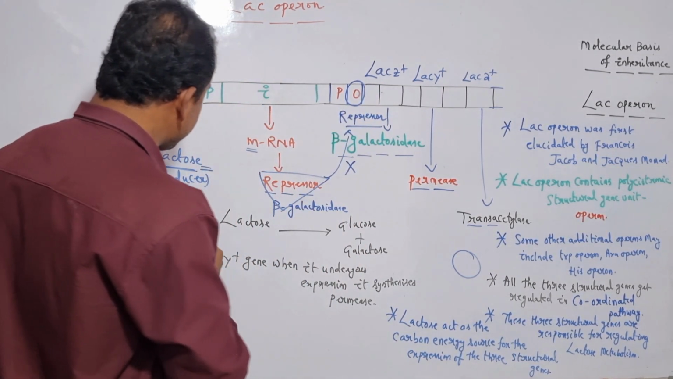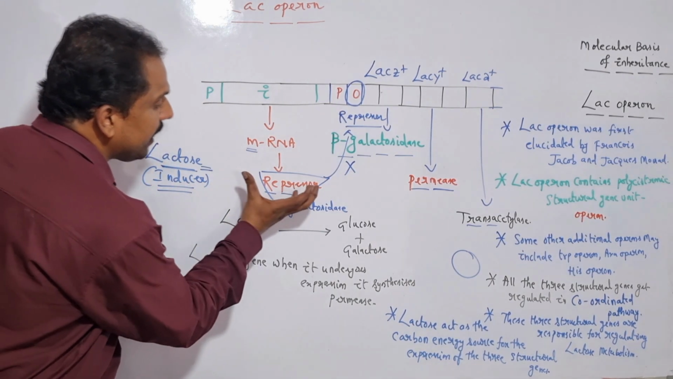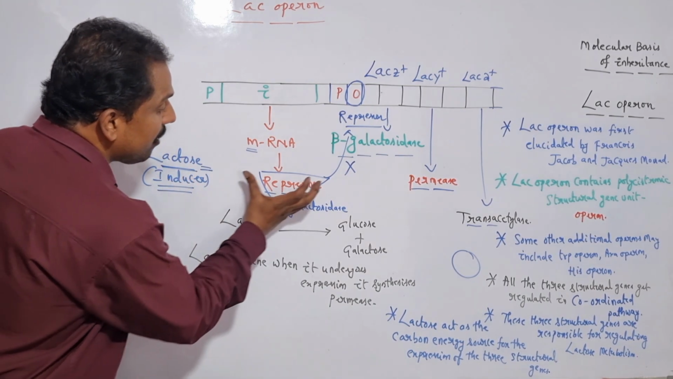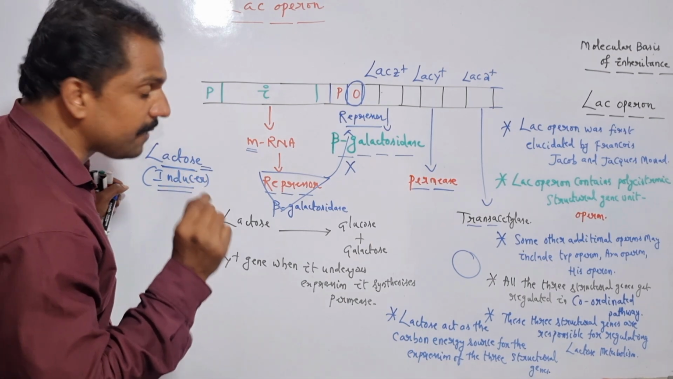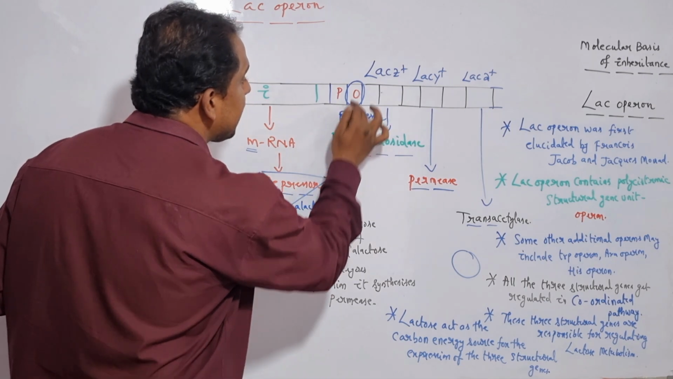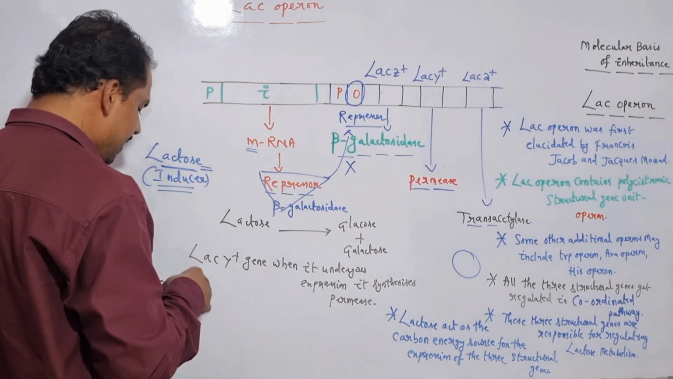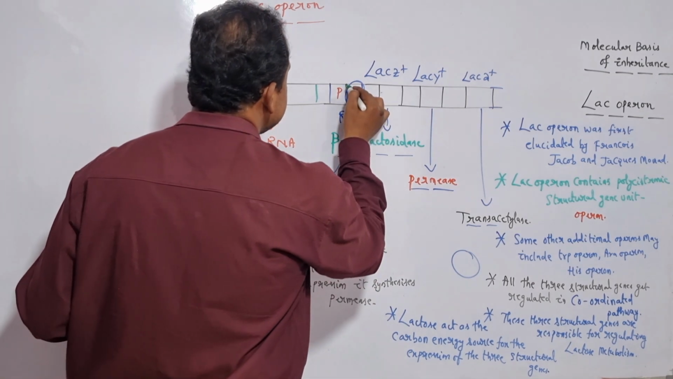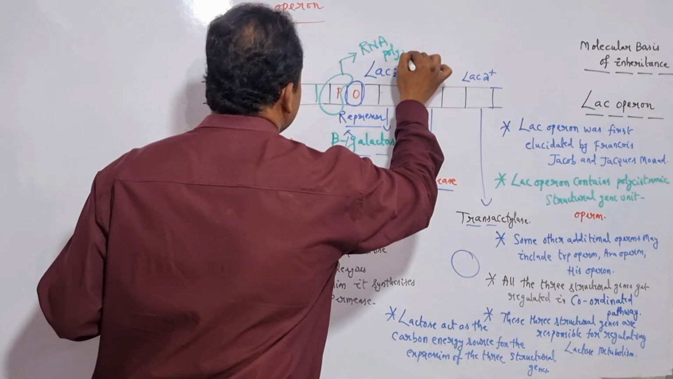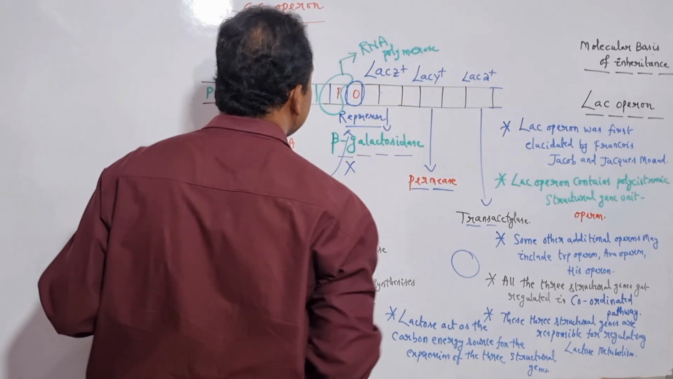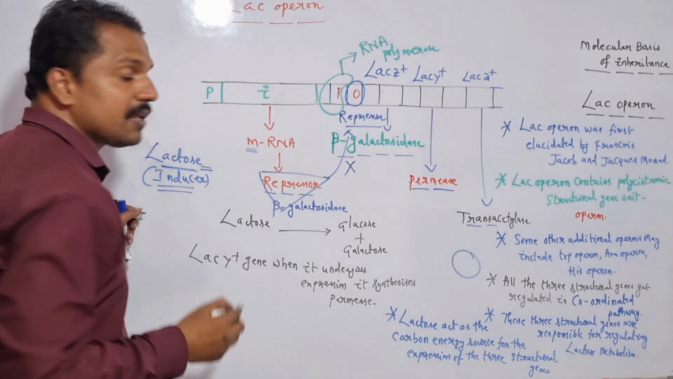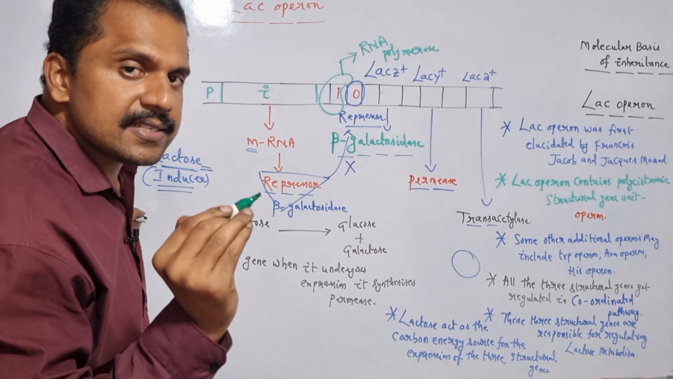Is it clear? So the lactose, which is acting as an inducer, holds up the repressor. Once the inducer holds up the repressor, the repressor is unable to bind to the operator. Once the repressor is unable to bind to the operator, the RNA polymerase enzyme is capable of binding to the promoter. Once it binds to the promoter, the expression of all the three structural genes takes place.